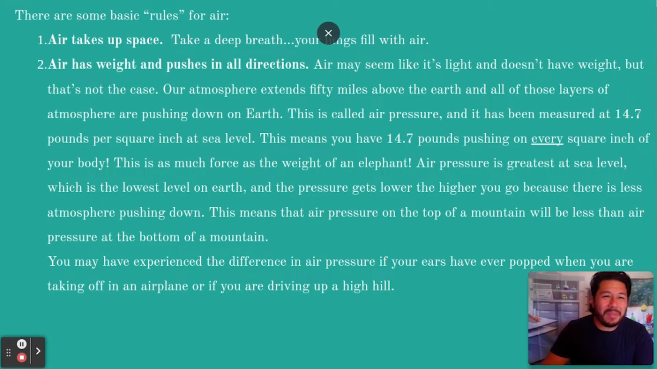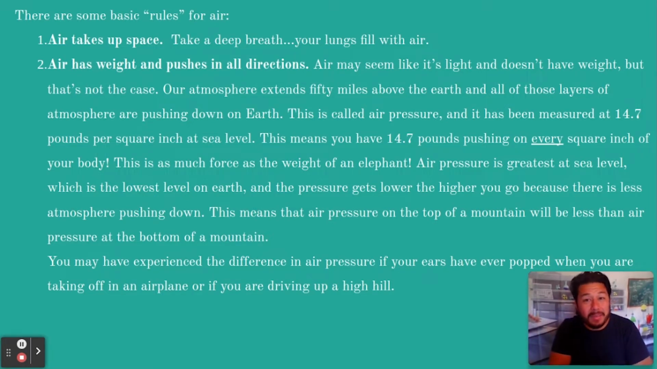There are some basic rules for air. Okay? Air takes up space. Take a deep breath. Your lungs, when you breathe in, they fill up with air, right? So air does take up space. Air has weight and pushes in all directions.